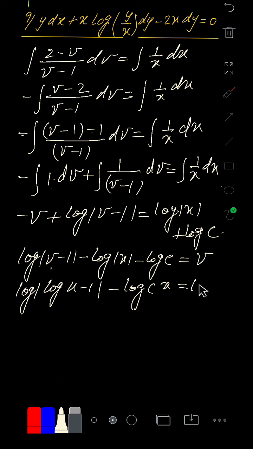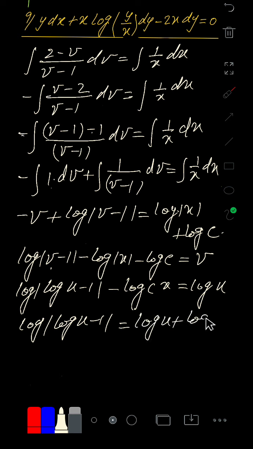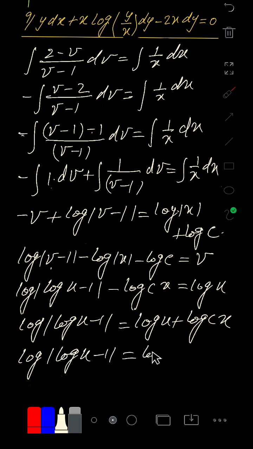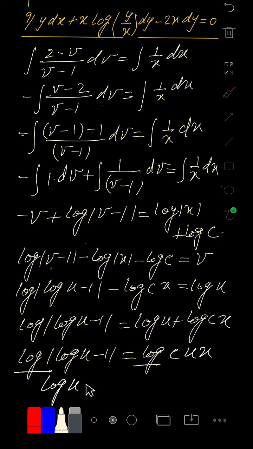This v may also be written as log u. So log modulus (log u minus 1) is equal to, transposing this term again to the right hand side, we have log u plus log cx. Using the log m plus log n property, we may write this expression as log modulus (log u minus 1) is equal to log c into ux. Eliminating these two logs from both sides, we have log u minus 1 is equal to c ux.